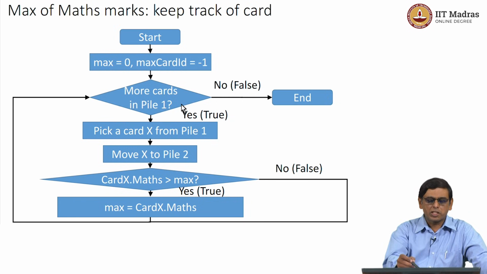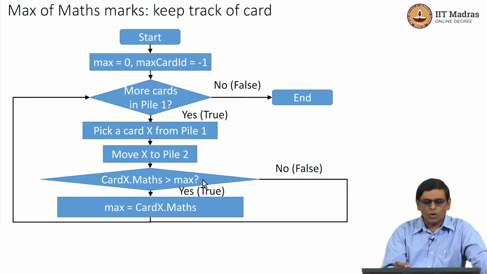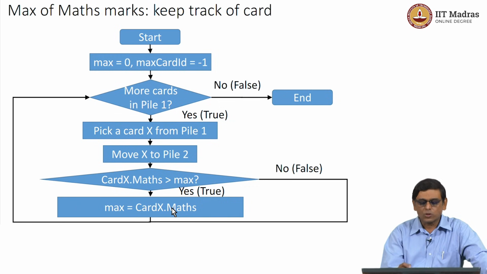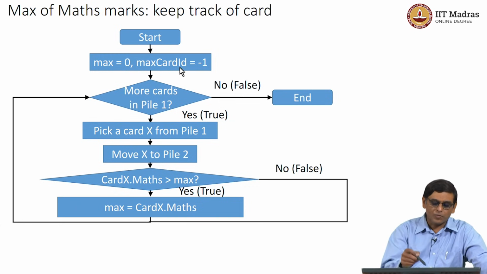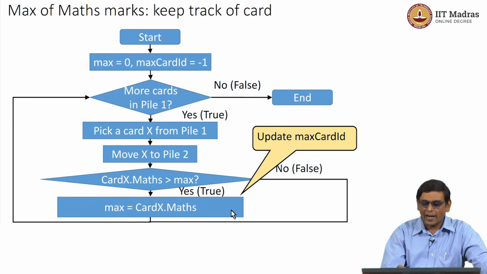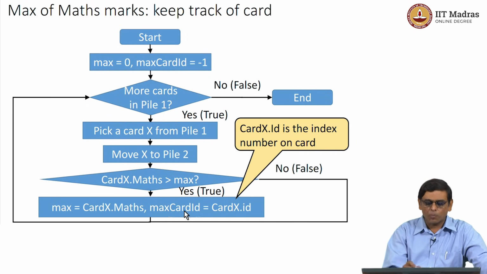Now, there is no change to be made here, here or here or here, because we are not going to compare anything with the card ID, we are only going to compare it with the value of the current maximum value. So, this comparison is also okay. So, the only other change we have to make is when we do this update. In the event that card X is greater than max, then we not only have to update the value of max, but we also have to update the value of the card on which that max was found. So, we have to add one more activity inside this box, which is max card ID equal to card X dot ID.